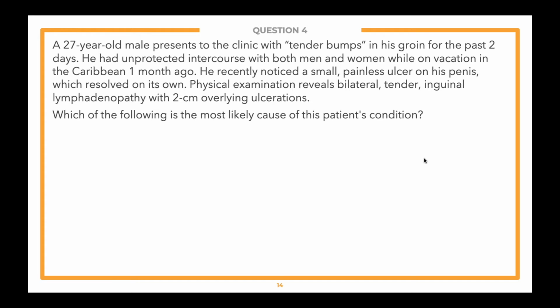Which of the following is the most likely cause of this patient's condition? I'll give all of you a few moments here to respond in the question box and let me know how many steps you believe this question will require. Then we'll read that vignette.